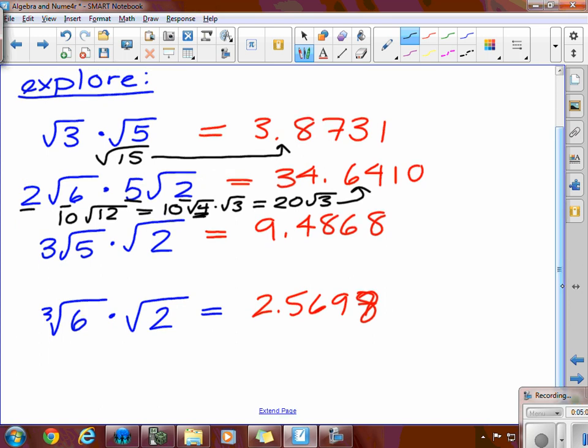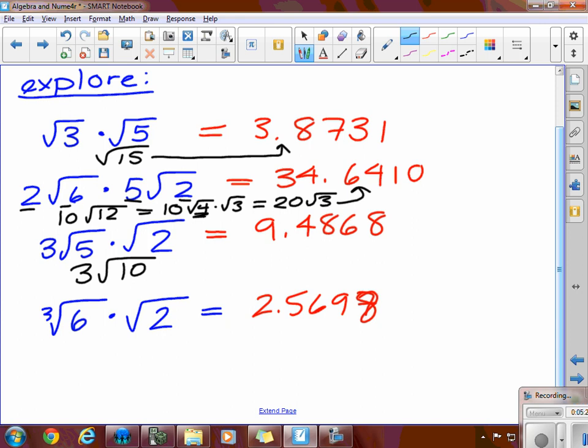Down here, what would this one turn out to be? 3 root 10, because 3 times 1. Root 5 times root 2 is root 10. Can root 10 break up? Pardon? 2 and 5, like the root of 2 times root of 5, but does that help me at all? No, because neither one's a perfect square.